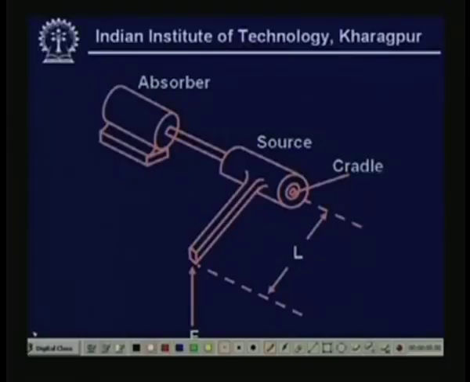This is our cradle system. Here we have the absorber, a source, and a cradle. This length is L. If we know L and the force F, we can measure the torque. This is one of the oldest methods of measuring torque.